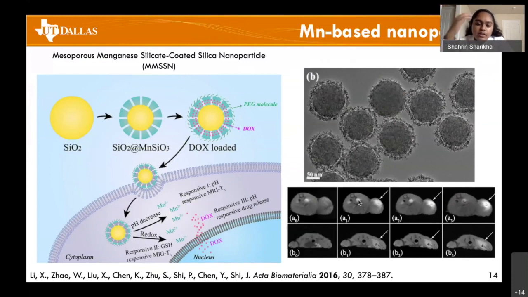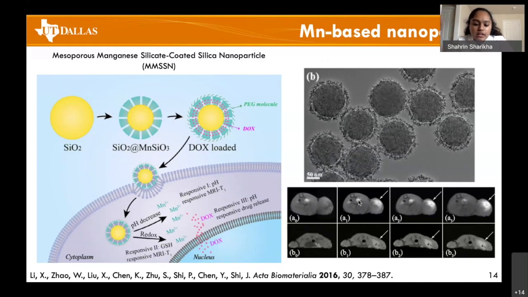With this one, the shell of the particle was mesoporous, and that allowed the manganese paramagnetic centers to be available to affect the water molecules that surrounded it. And not only that, but this particle has also been used to deliver drugs. They loaded it with DOX, and the mesoporous aspect of this particle allowed the molecules to be released from the particle appropriately.